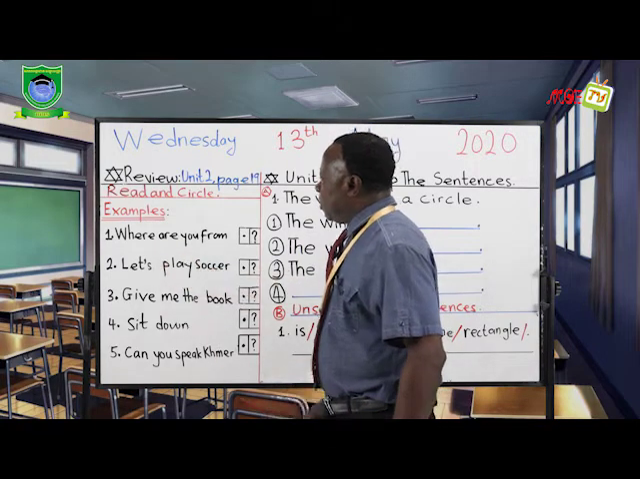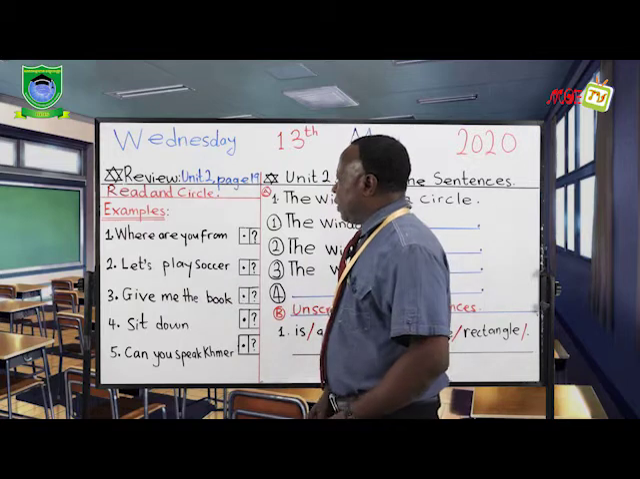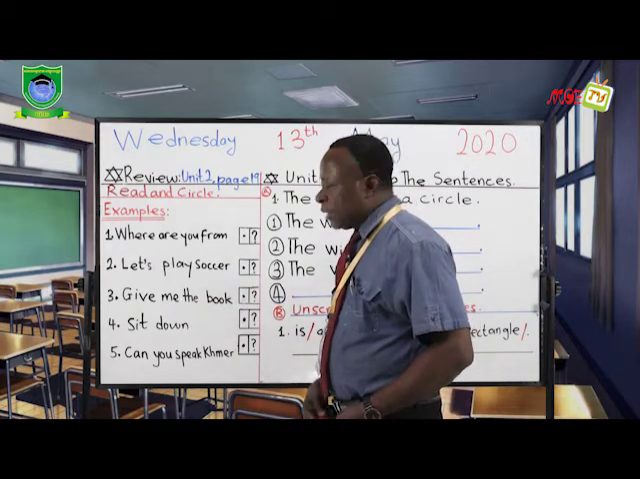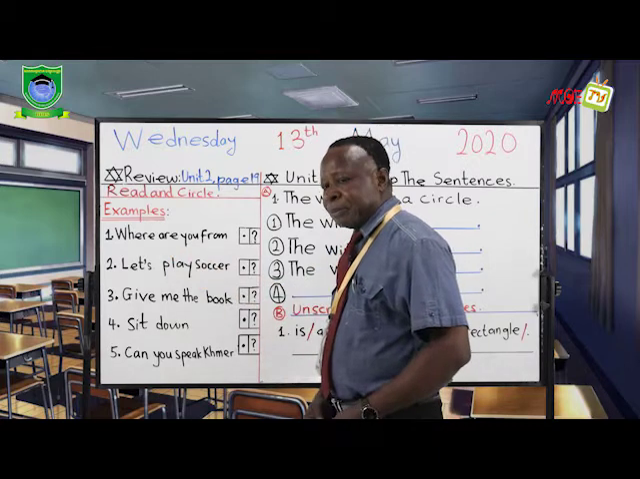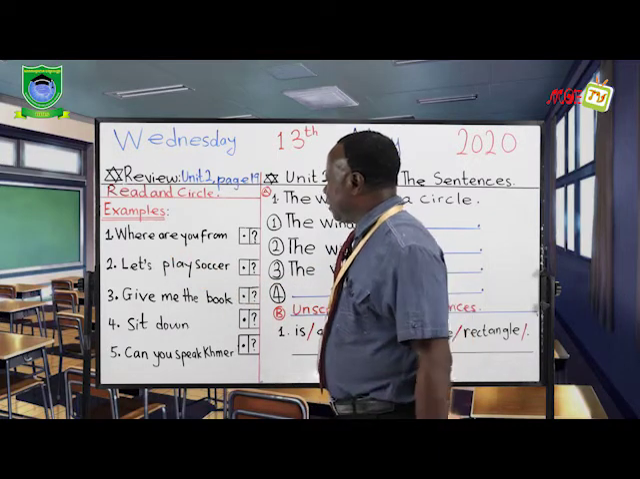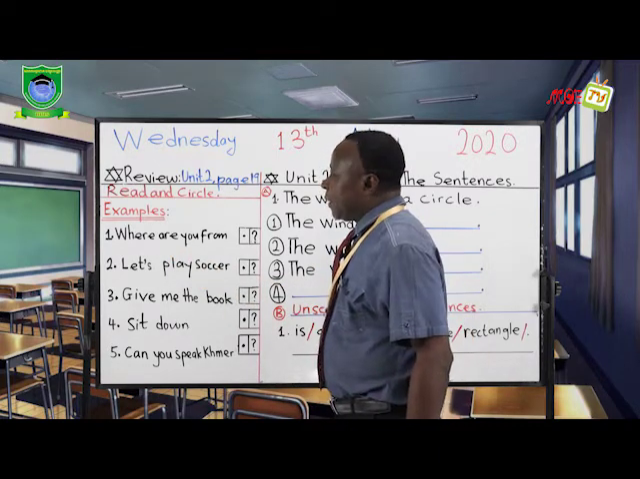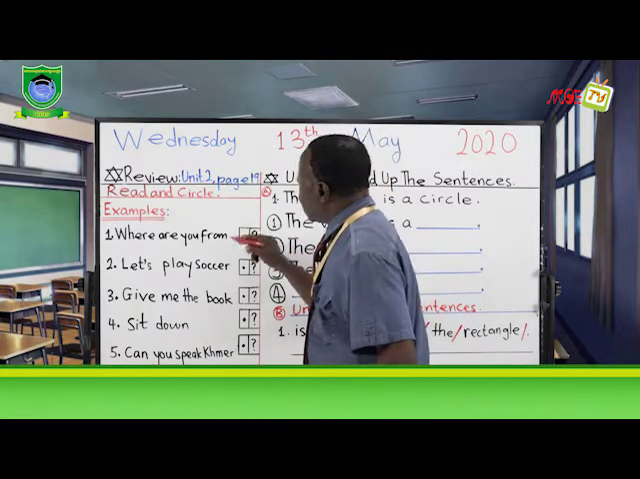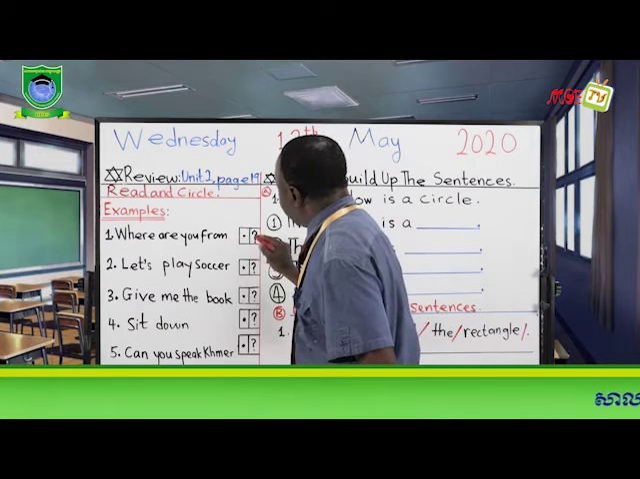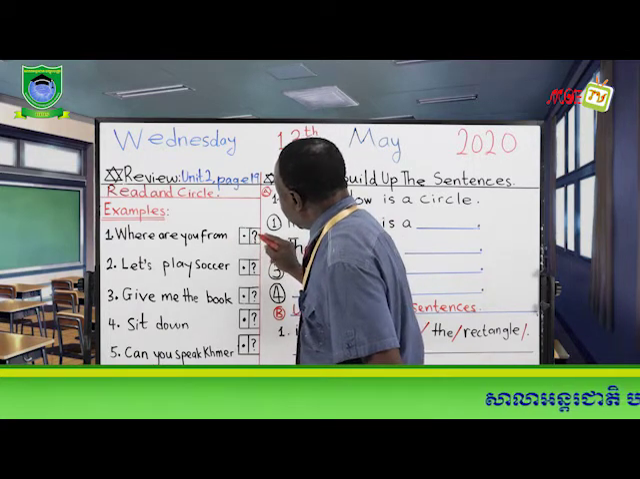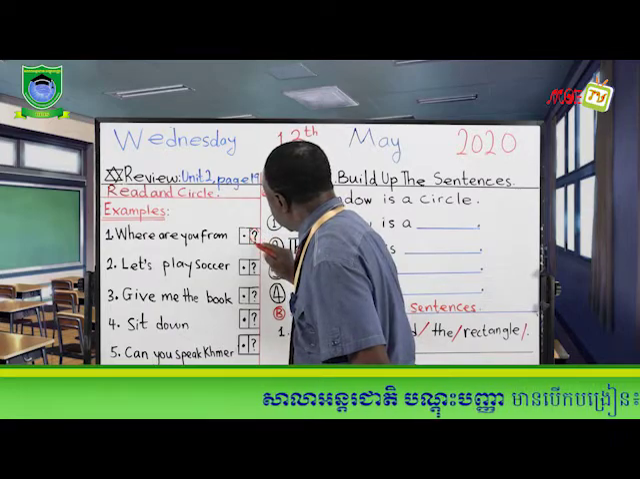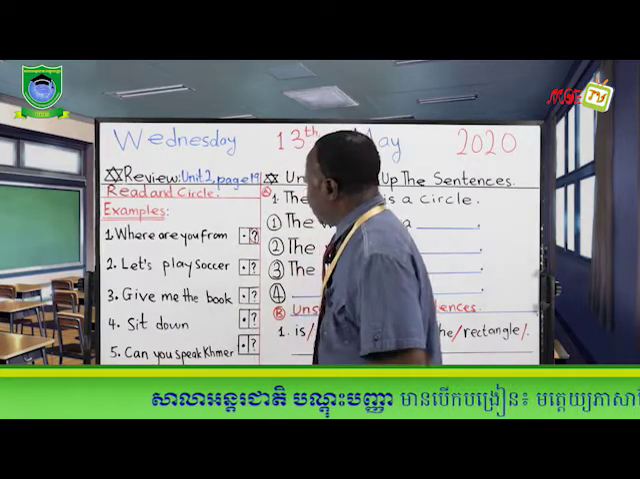Where are you from? Is it a period or a question mark? Salut, please. It's a question mark. Thank you. Well done, Salut. So after reading, you find the correct answer, then you circle it. Where are you from? It's a question. So here it is.